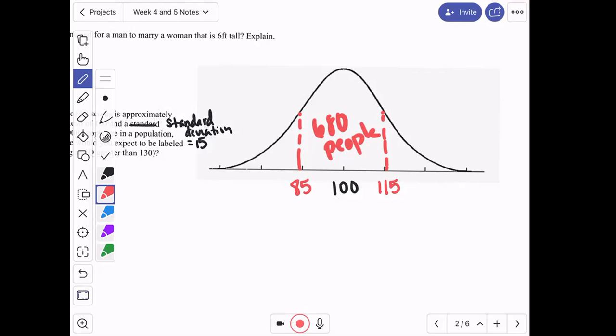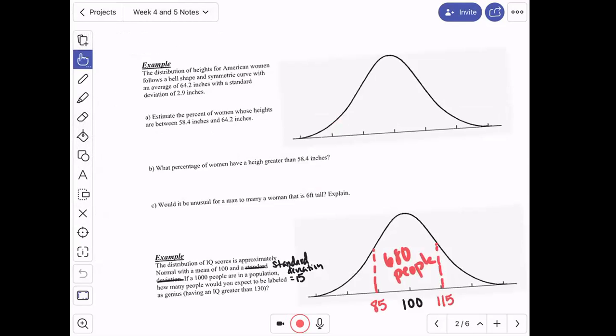So what does this mean? In a population of 1,000 people, we'd expect 680 people to have IQs between what? 85 and 115. That's what this is saying. In a population of 1,000 people, we'd expect 680 of those people to have IQs between 85 and 115. It gets better though, because what we can do now is keep extending this out.